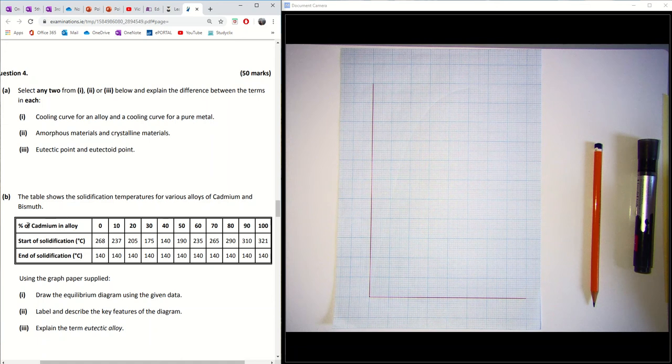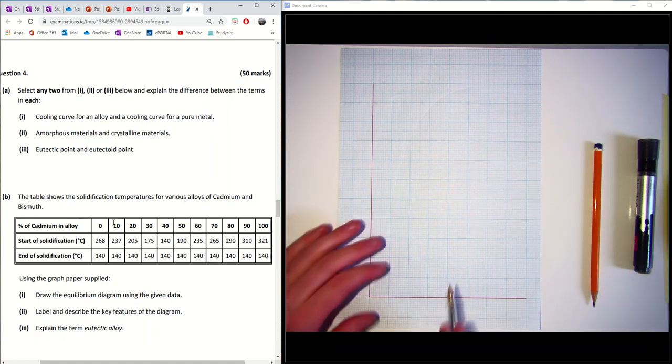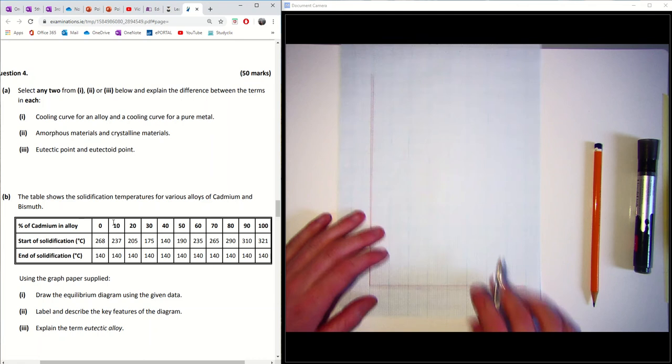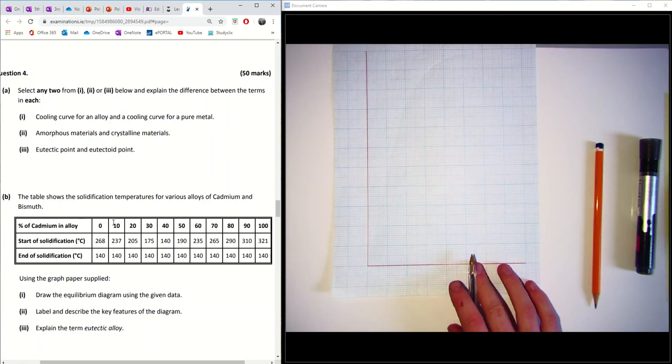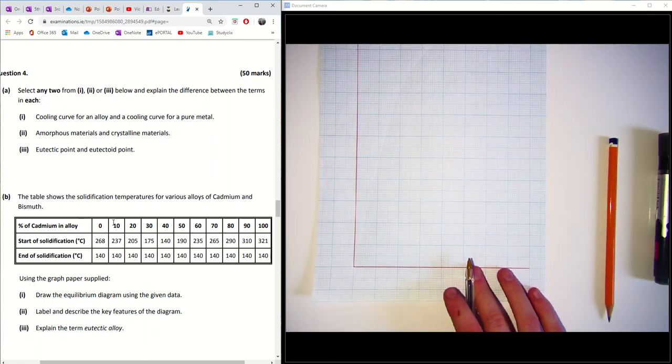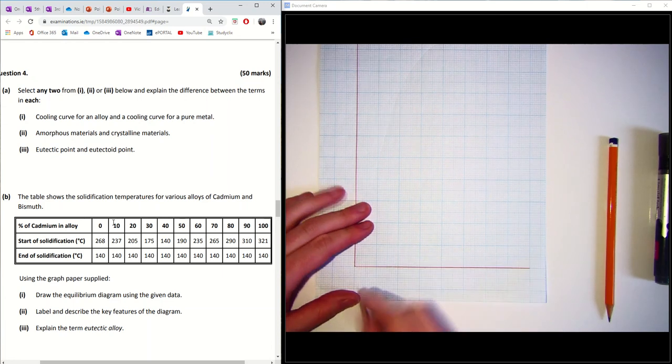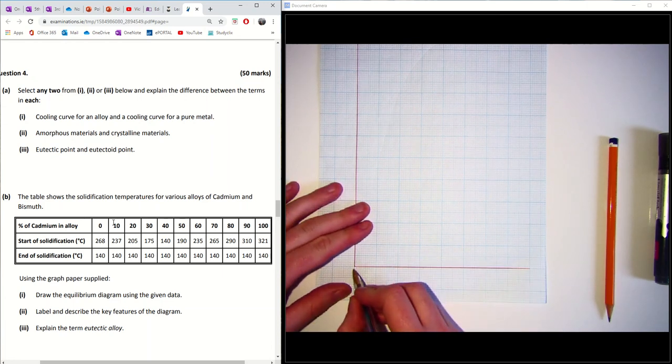The first thing is looking at the percent of cadmium in the alloy. The top section, the percent of cadmium in the alloy, is always going to lie along my x-axis. I want to spread this out as much as I can. So I need to go from 0 to 100 across my x-axis. This is my starting point here, which is obviously going to be 0.